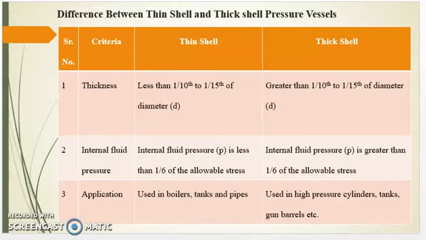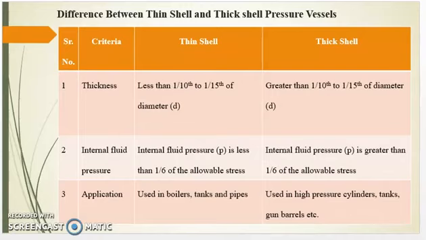Second criteria is internal fluid pressure. If internal fluid pressure is less than 1/6 of the allowable stress, it is known as a thin pressure vessel. If internal pressure is greater than 1/6 of the allowable stress, it is known as a thick pressure vessel.